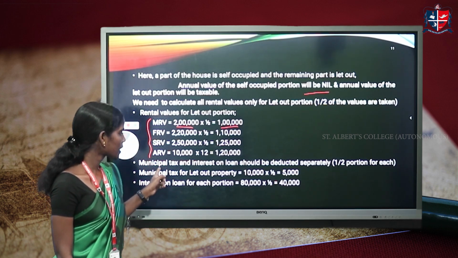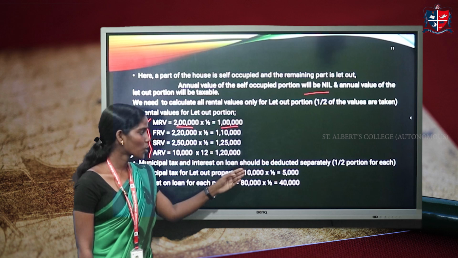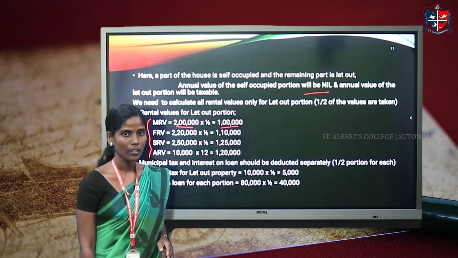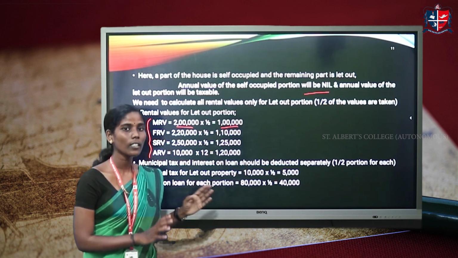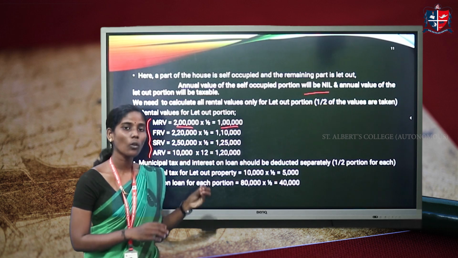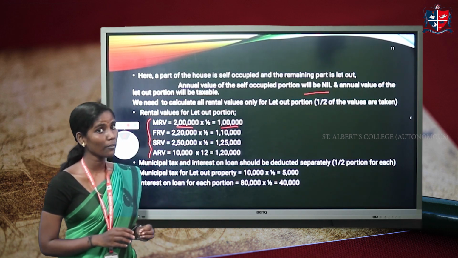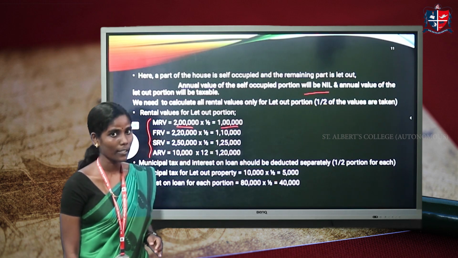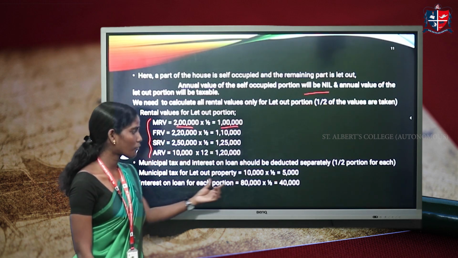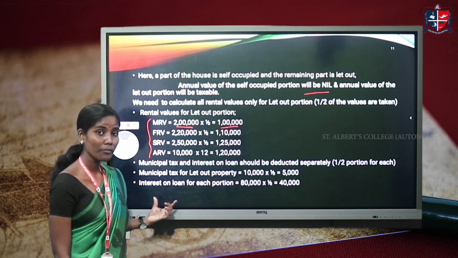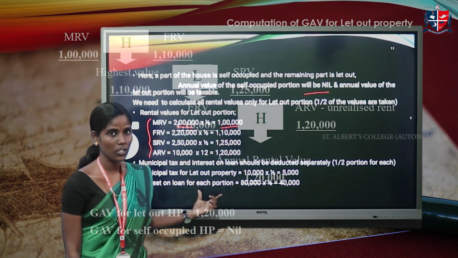Next one, the municipal tax and interest on loan should be deducted separately because both are mainly made for the common house property, but we have to claim deduction only in case of let out house property. So we are taking the half of municipal tax and half of interest amount for deduction purpose.